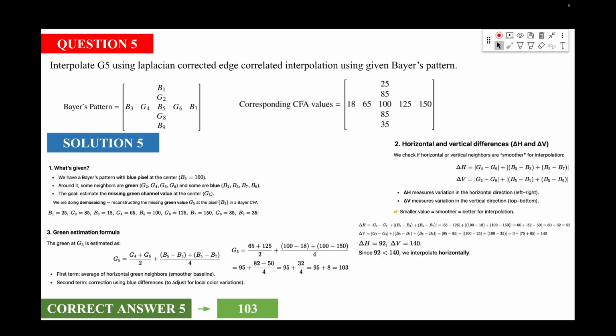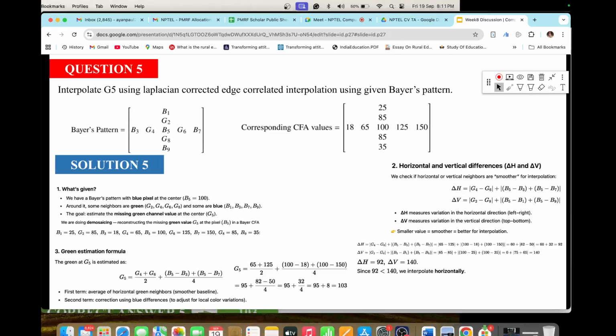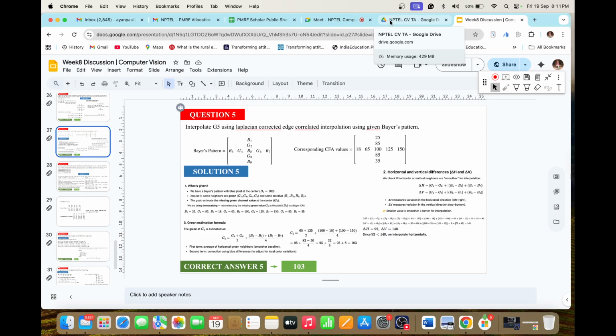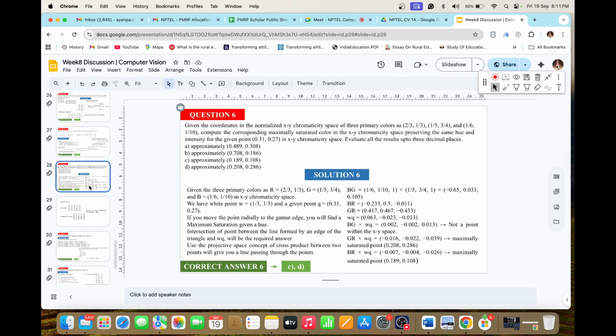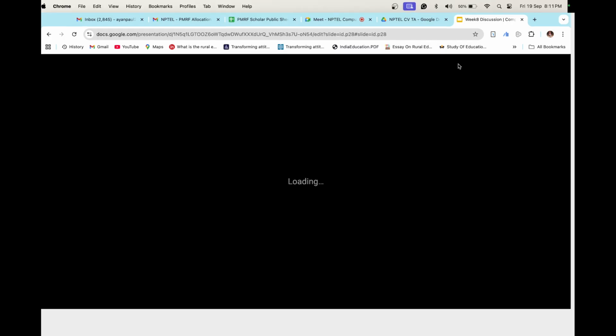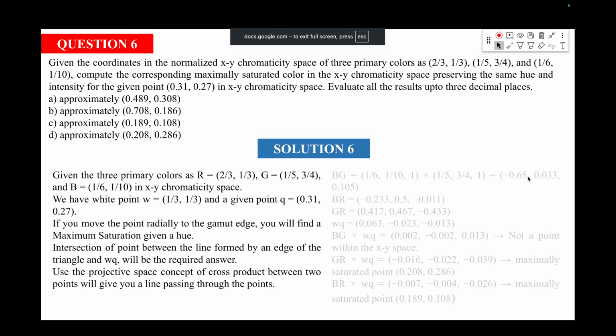What is the doubt in this? Can you please clarify what the doubt is? Am I audible? Yes, sir. That is another problem, the maximally saturated point. Question number six, the sixth problem. Yeah.